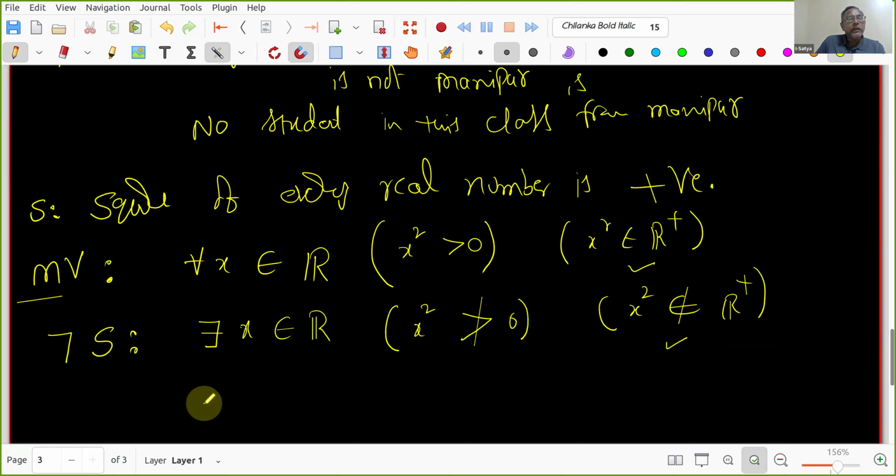What is the meaning of this? Because in the real numbers, there is a property called the law of trichotomy. By using that, can I state this in a different way? Is anyone?